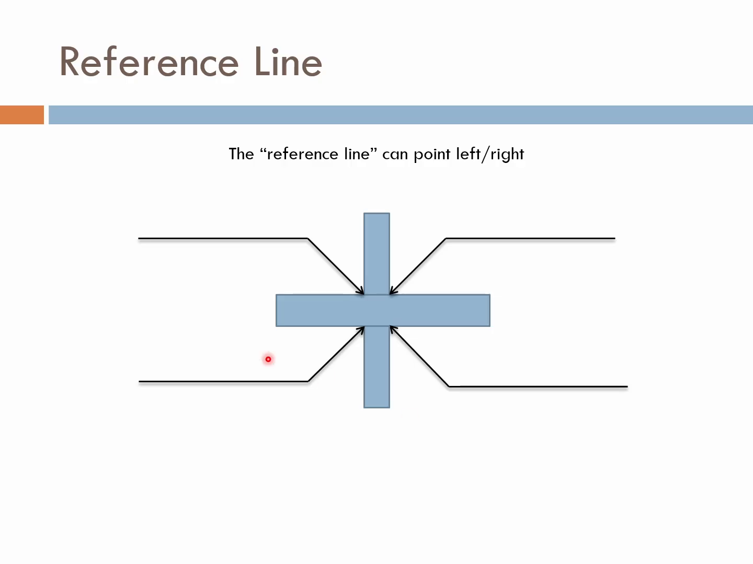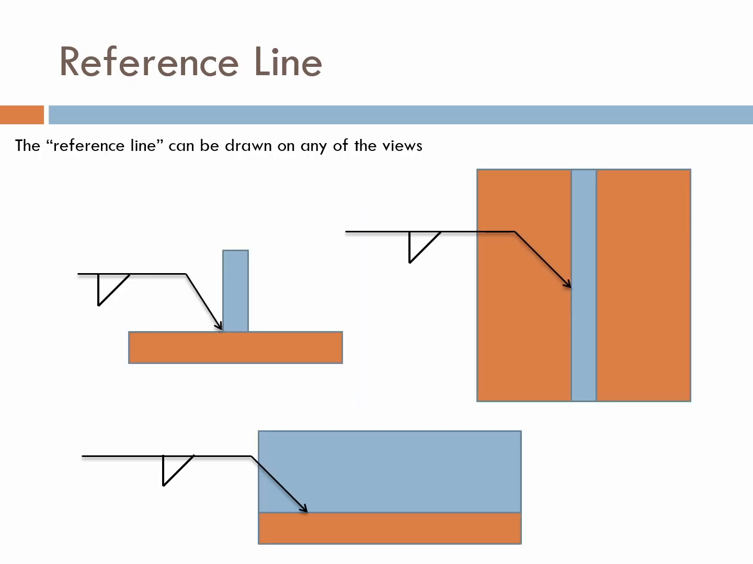Same thing here. Reference lines can point left or right, it doesn't matter, but the reference line will always be horizontal. It will never be vertical. It will always be horizontal, okay? Your reference line can be drawn on any of your orthographic projection models. It can be put in the front, side, top. I mean, it can be put anywhere.